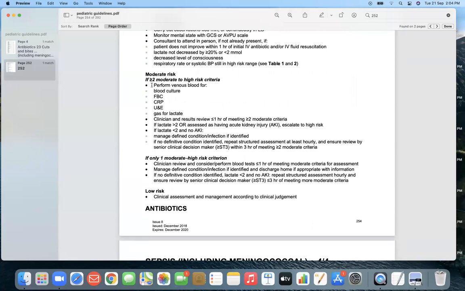So if lactate is 2 or more, moderate to high risk criteria, perform venous blood for blood culture, CBC, CRP, UE, gas for lactate, and clinicians review results within 1 hour. Okay, if lactate more than 2 or assessed as having acute kidney injury, escalate to high risk. So high risk, again, we read the treatment here. Mainly what we will tell is after taking the labs, giving the IV antibiotics and giving the first dose bolus, you will involve your consultant.